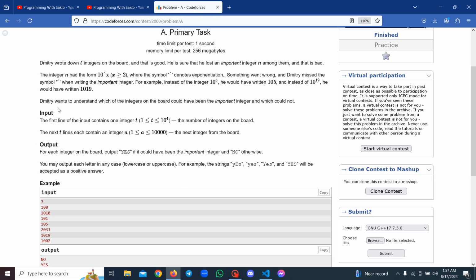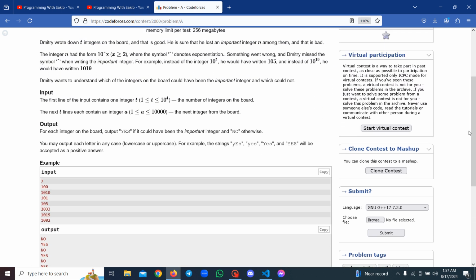Now Dmitry wants to understand which integers on the board could have been the important integer and which could not. If I directly solved it and showed the solution, you wouldn't understand, so I have read the question today. So these are the test cases.